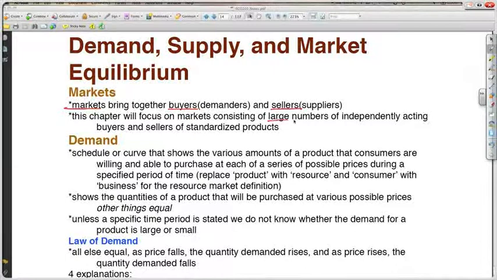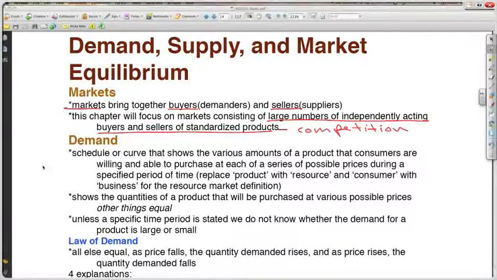It's important that we understand that there are going to be large numbers of independently acting buyers and sellers of a standardized product in each of these markets. Now, this is a definition of something that we learned in the last chapter, and that's competition. For this section, we're just going to be looking at how demand and supply are affected within a market that contains actual pure competition, which we'll see soon.